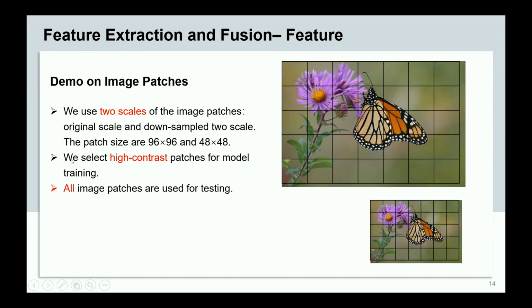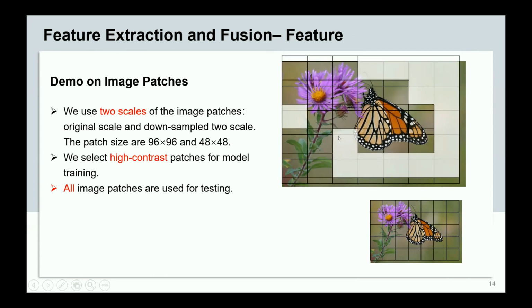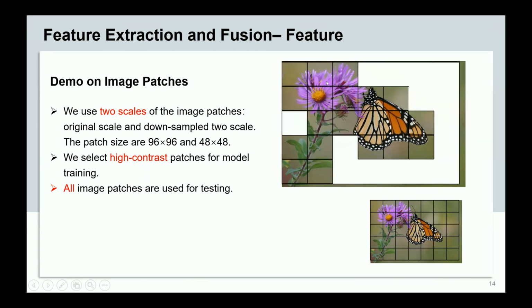Second, we select high contrast patches for model training, which are high contrast like this. You can see the flower and the butterfly are high contrast patches, while the green background is not. We choose high contrast patches for training, and also for KLT kernel training. And last, all image patches are used for testing.